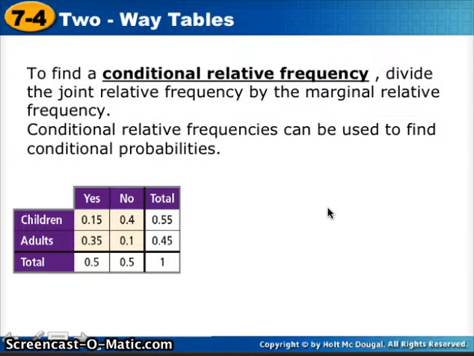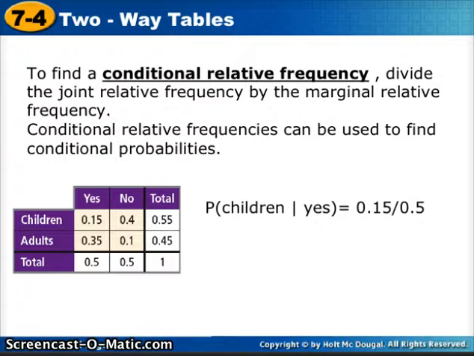To find the conditional relative frequency, divide the joint relative frequency by the marginal relative frequency. When you divide those two things, really what you're finding are the conditional probabilities. Let's say you want to find the probability of being a child given that person likes broccoli. Since we're given that we're talking about just the people who like broccoli, you have to add up the column for yes. That adds to 0.5. Then we look at how many children are in that column, and that's the 0.15. So we divide those things. That's the conditional probability, called the conditional relative frequency.